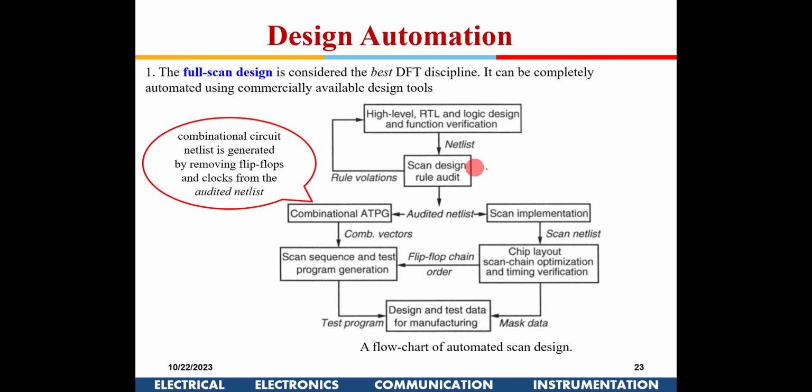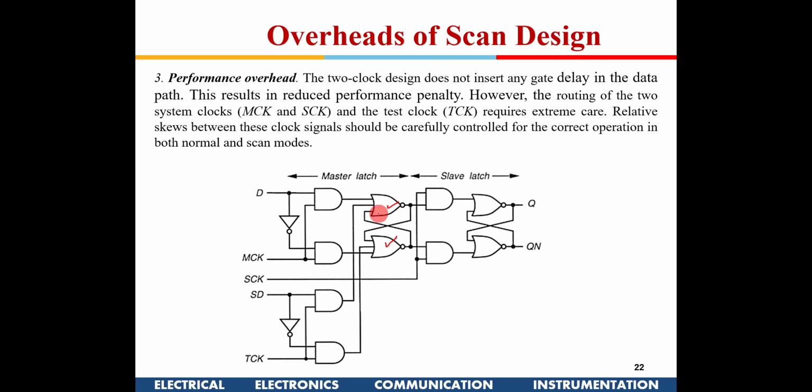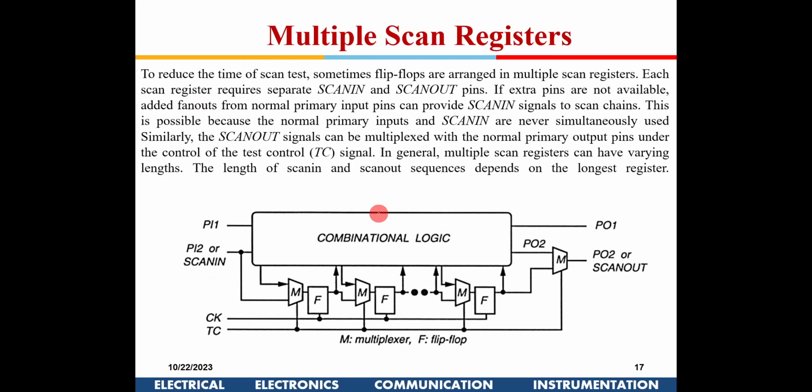And now, how to go about designing a full scan design. There are different types of DFTs. One is known as the full scan design. In this, what we do is we remove all the flip-flops and just take the combinational circuit. We just remove all the flip-flops and take that as a module.